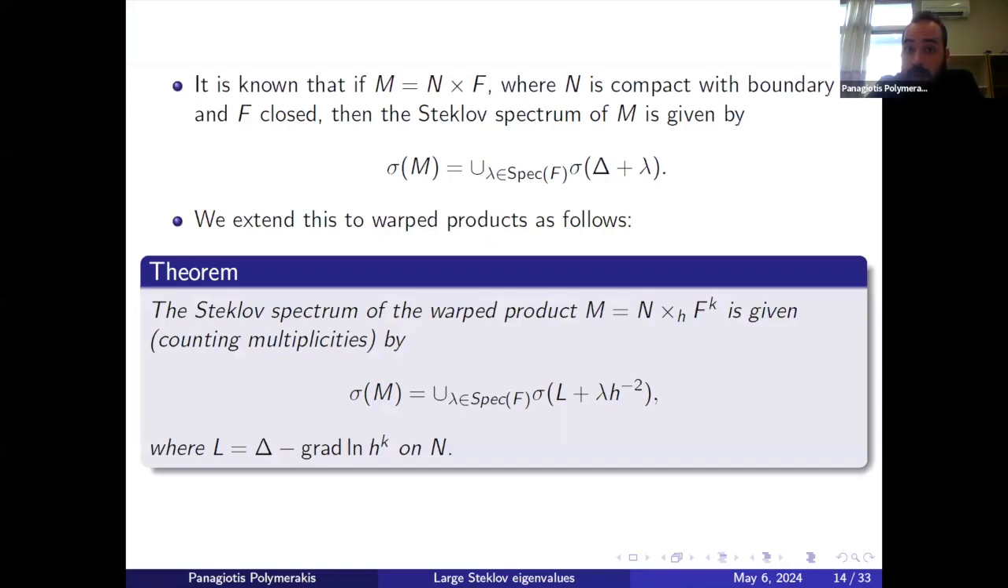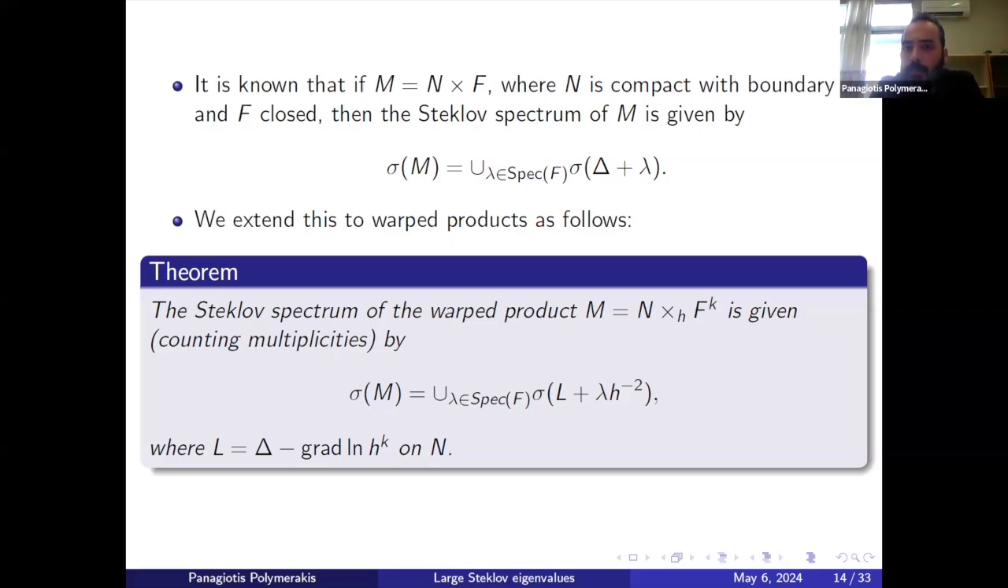More precisely, let's recall that if we have the Riemannian product of N with F, then the Steklov spectrum of it is given as the union, over lambda in the Laplace spectrum of the fiber, of these Steklov spectra on the base manifold. So for warped products, using diffusion operators, we extend this quite naturally as follows. If we have the warped product of N with F, with warping function h, we consider the diffusion operator we just mentioned. And then the Steklov spectrum of the warped product is the union, over lambda in the Laplace spectrum of the fiber, of the Steklov spectra of these Laplace type operators.